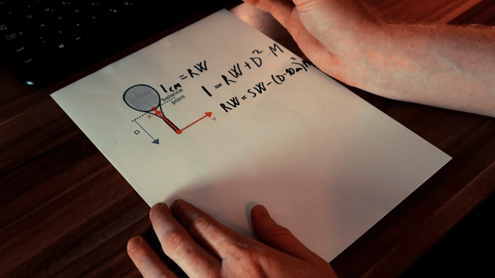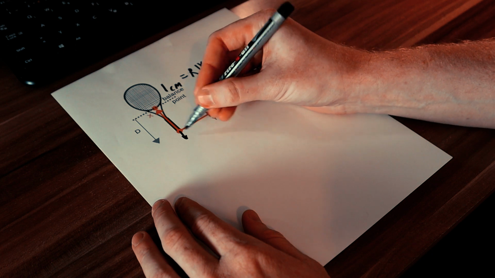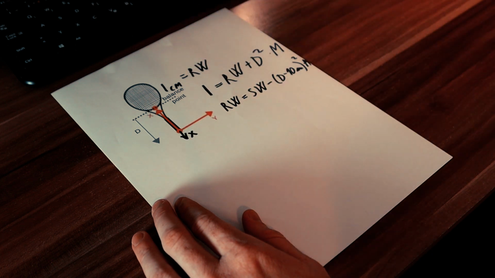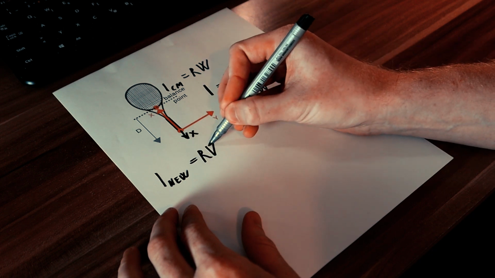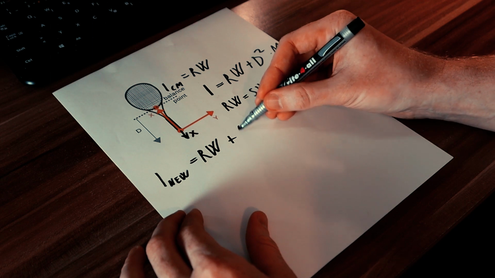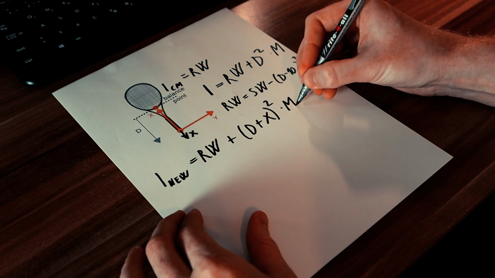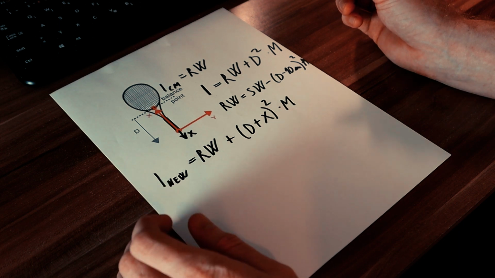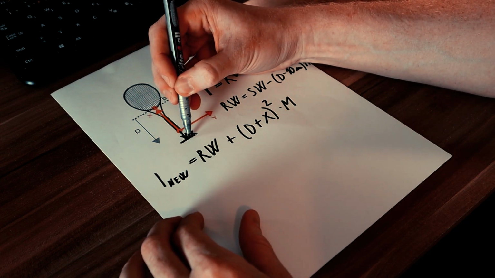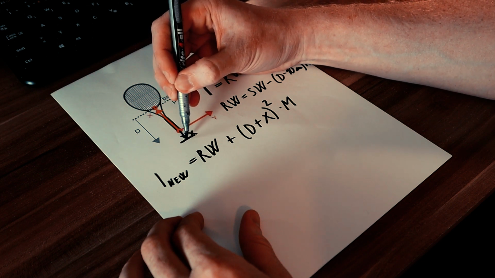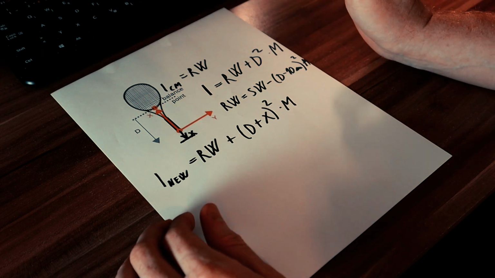Now we extend the racket by, let's say, 0.5 centimeters, or let's call that x. We will add the x length to the length of the racket. Now the equation for the new moment of inertia equals our recoil weight, which doesn't change, plus (d plus our extension x) squared times the mass of the racket. Keep in mind this moment of inertia is now from the position of our new butt cap, because the butt cap will now be d plus x away from our center of mass.